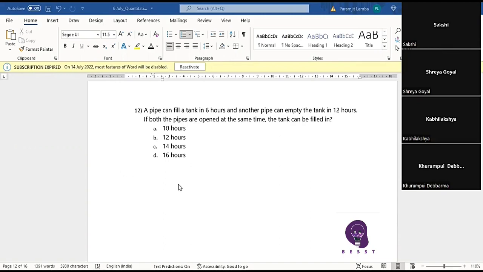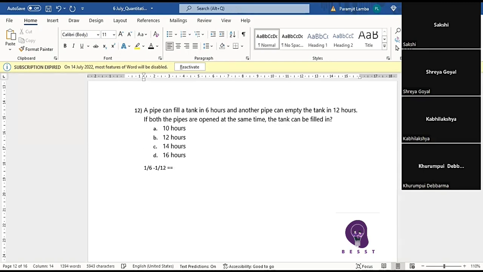A pipe can fill a tank in 6 hours and another pipe can empty the tank in 12 hours. We'll make them inverse and then plus 1/6. And why will we make them inverse? Because, sir, 1/6 is the part of the tank the pipe can fill in 1 hour. Correct. So 1/6 is the part of the tank the pipe can fill in 1 hour. Correct. And this is minus 1/12. Yes, sir. Okay.